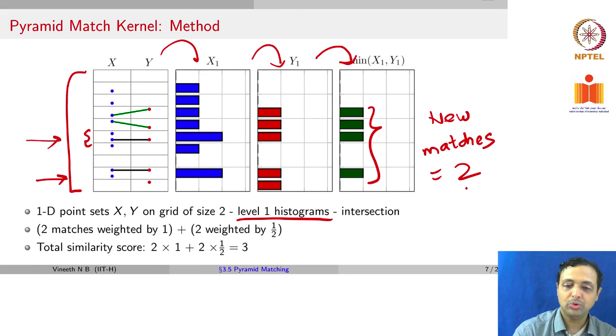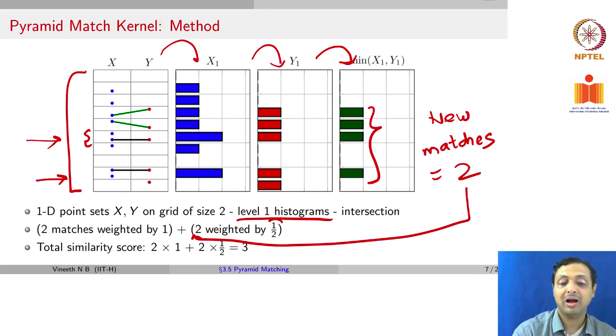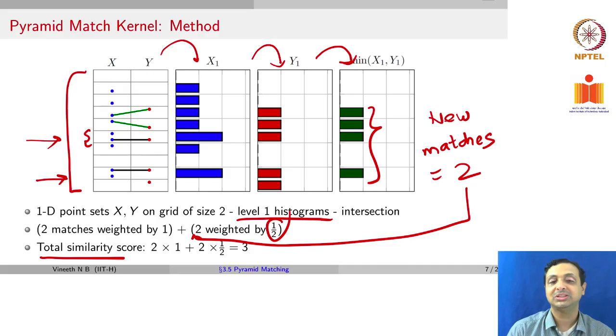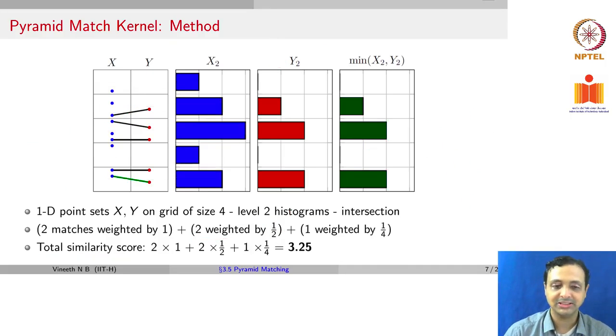Now you consider those new matches, you weight them by half. Why half? Remember, a match at a coarser level is given lesser weight than a match at a finer level, because a finer level match means a closer match. So you take these 2 new matches, weight them by half, and now your similarity score becomes 2 into 1 from the earlier slide plus 2 into half, which is totally going to be 3. Now we continue this process.